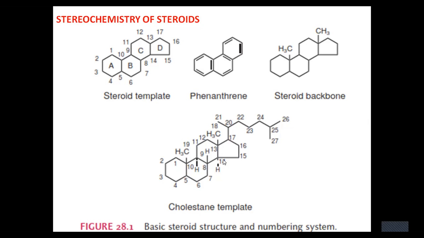So if you remember the conformation of decalin, cis-decalin and trans-decalin, then you can easily understand this steroid structure in the chair conformation. Okay, so this is the example of cholesterol. It has 8 extra carbons, 1, 2, 3, 4, 5, 6, 7, 8, at the 17th position. So this is cholesterol, and this angular methyl group is shown here.